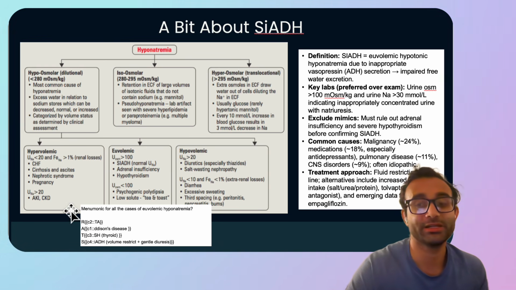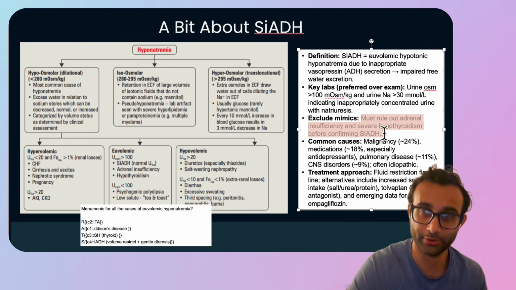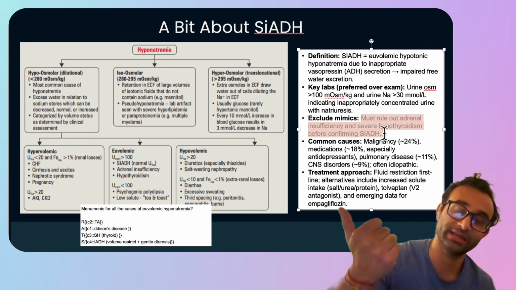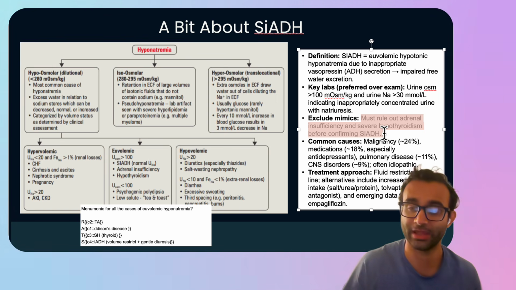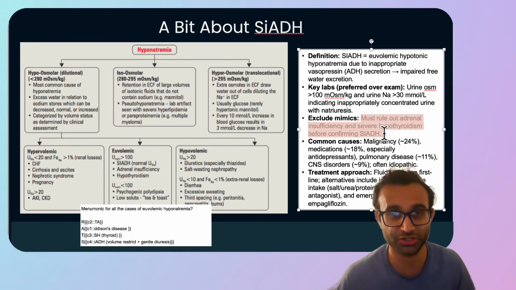However, if you truly want to diagnose someone with SIADH, you need to rule out adrenal insufficiency and hypothyroidism, which is why I often get an AM cortisol and a TSH. And the common causes of SIADH include malignancy, medications such as antidepressants and antiepileptics.